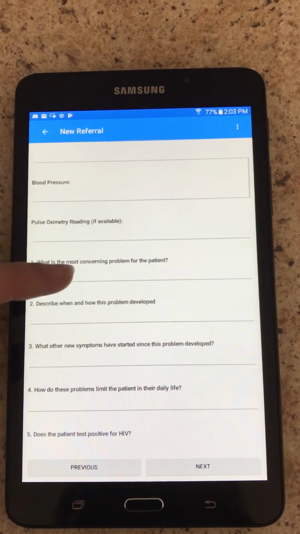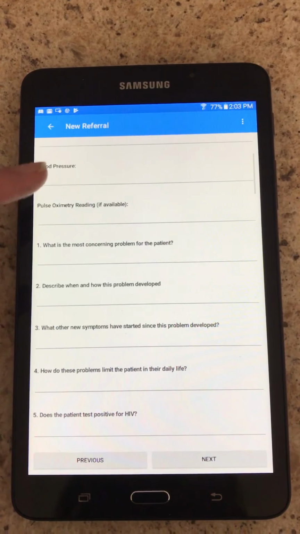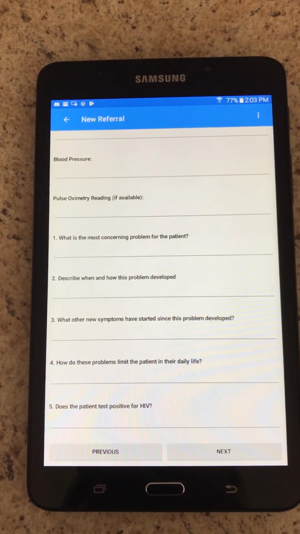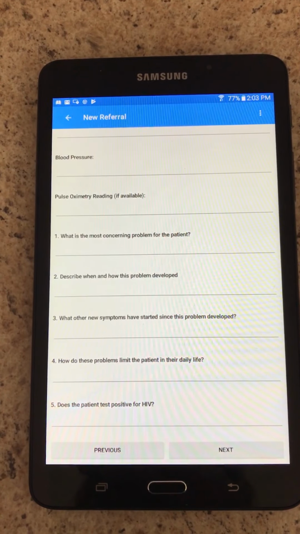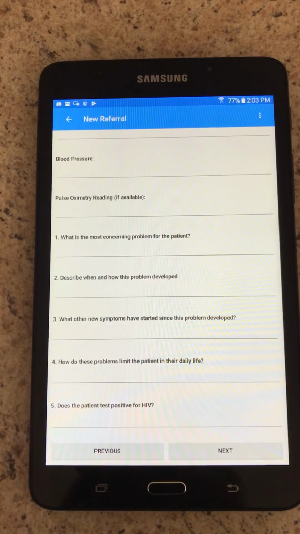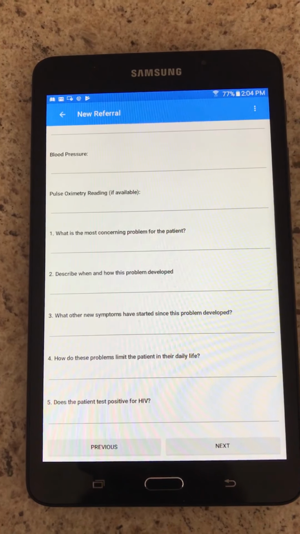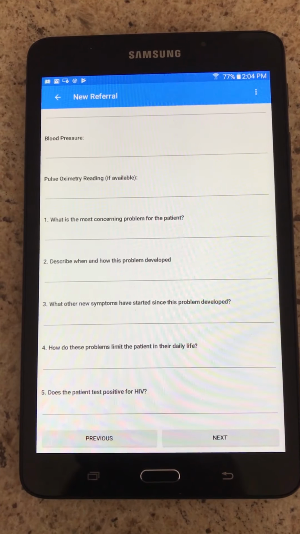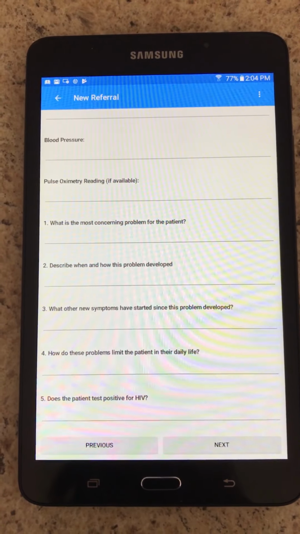Next, we're going to move down and go into the top 2 questions within the template. What is the most concerning problem for the patient, and describe when and how this problem developed. We suggest that you use these top 2 questions to really paint a good picture of the patient that's sitting before you as you treat them and start their care.